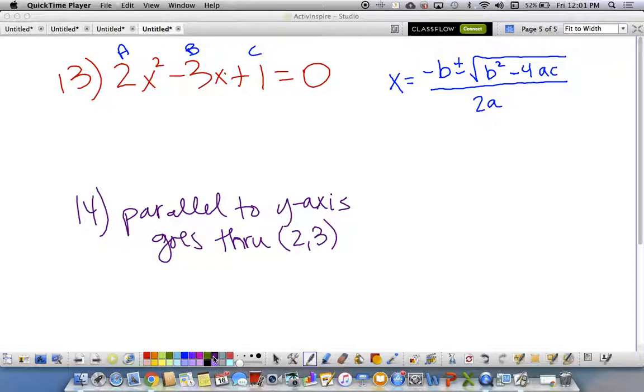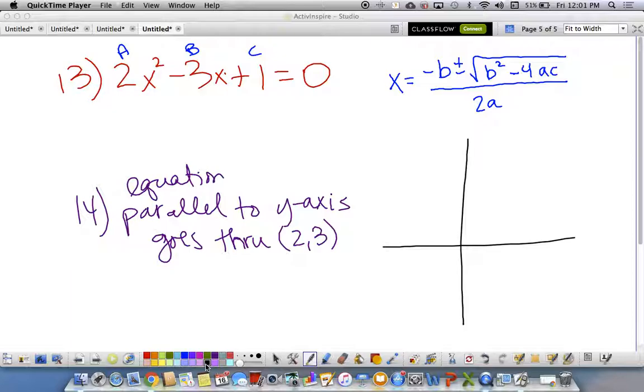Number 14, when I first read it, I was like, oh, this is going to be hard. It is really not. It's probably one of the easiest problems we've done if you just read it and pick out the key words that you know. I kind of put them up here. Equation. It's an equation of a line that's parallel to the y-axis. Where's the y-axis? Straight up and down.